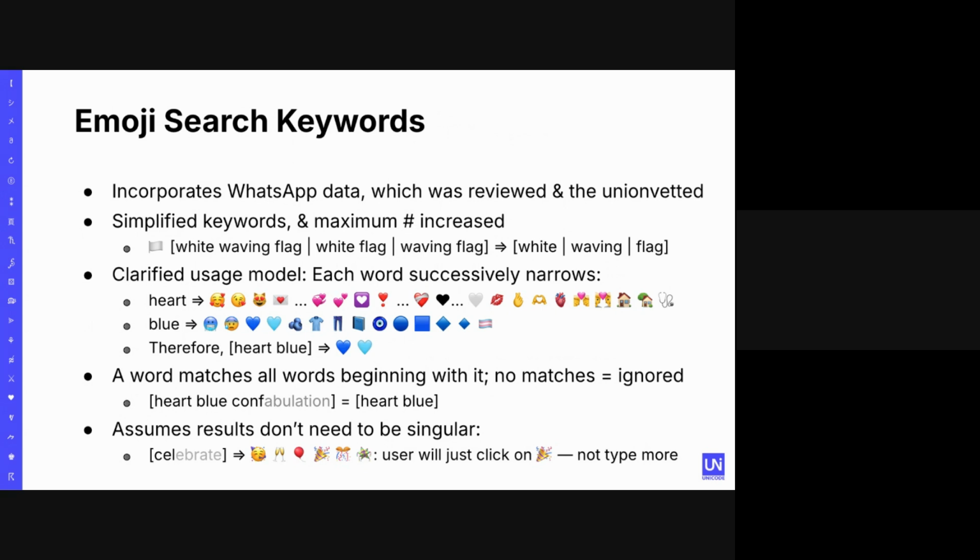We also, for the vetters, clarified the usage model, which is I'm going to type in a word that'll narrow the field, probably see it. I type in another word, it narrows it more, and then I can pick it. And to make sure that everyone was aligned with what the usage model would be. And there are a couple of other criteria in there, but those were the big ones that we used.